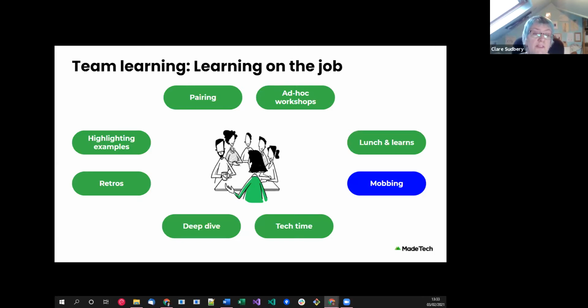Mobbing is like pairing, but instead of having two people working on the same piece of work at the same time, you have more than two.